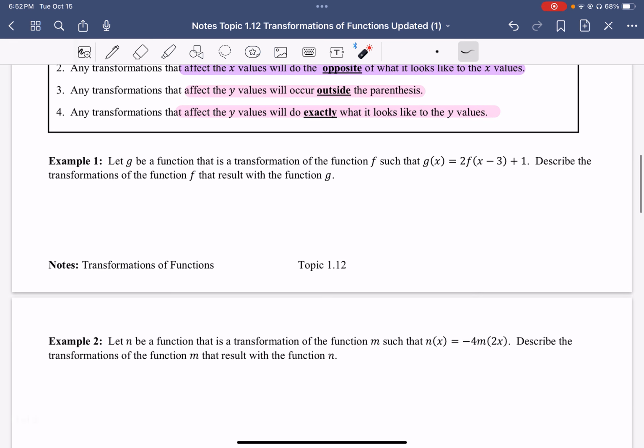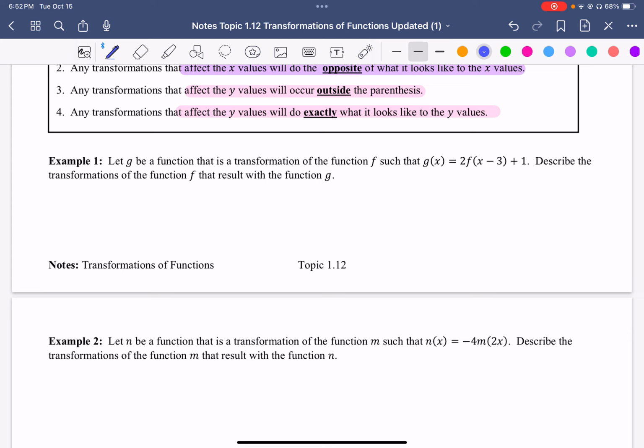Let's start with example 1. Let g be a function that is a transformation of the function f such that g of x equals 2 times f of x minus 3, plus 1. Describe the transformations of the function f that result with the function g.